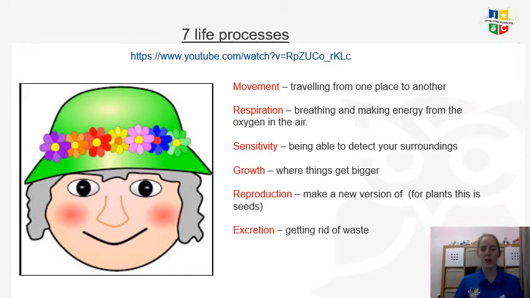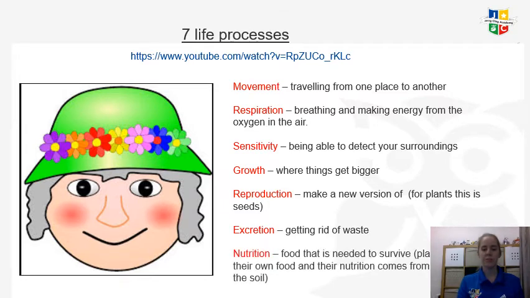Excretion. This is where any living thing gets rid of any waste or the things that they do not need. And nutrition, this is food that is needed to survive. Now plants make their own food, and their nutrition comes from the nutrients and the minerals in the soil.